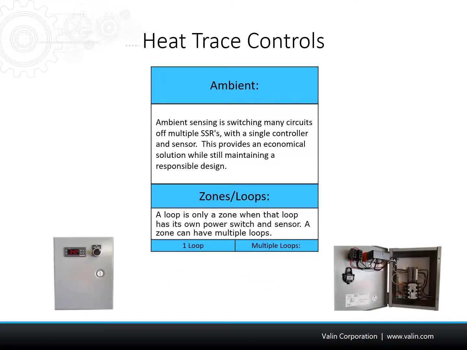Ambient sensing only deals in single zones of control, however, but it can have multiple loops. If you only had one loop of control, you would use the HTP-A-4C. If you had multiple loops of control, you would need the HTPA, but with a matrix code of voltage and loops factored in.